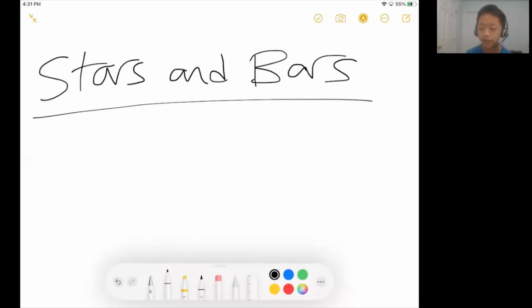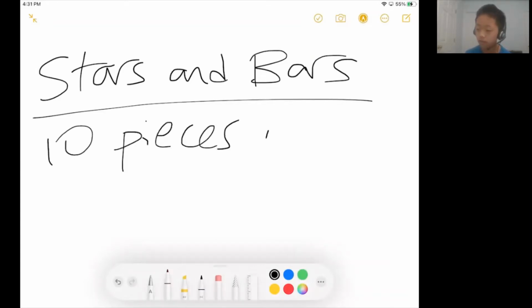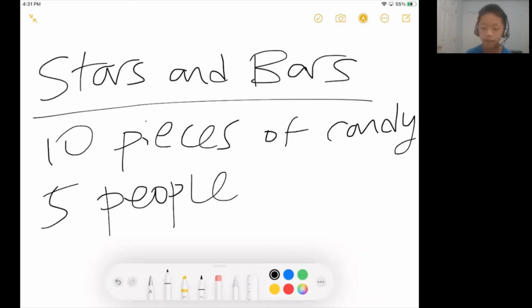could be something like, suppose you had 10 pieces of candy and maybe you have 5 people. Then a very common question would be, how many ways are there to take these 10 pieces of candy and give it out to these 5 people?